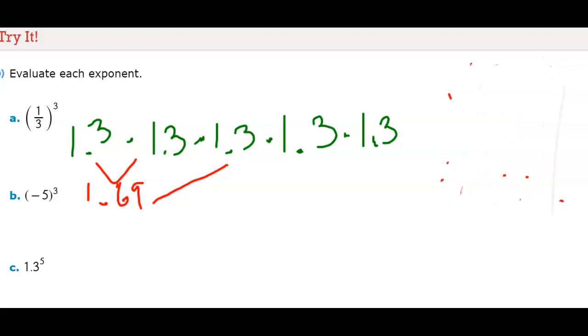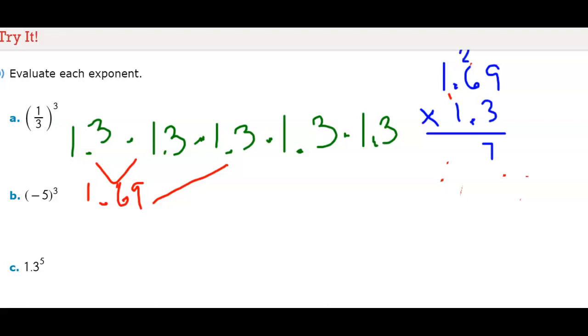Erase my work. Alright, so now we have 1.69 times 1/3. And remember, with multiplying decimals, they do not have to line up. The decimals do not. So we're just multiplying. 9 times 3 is 27.